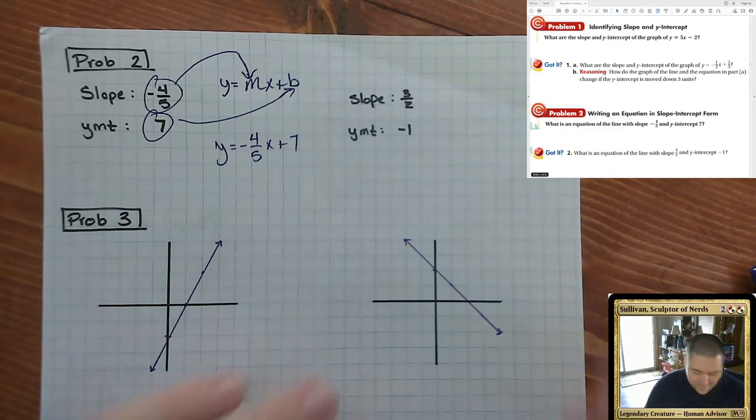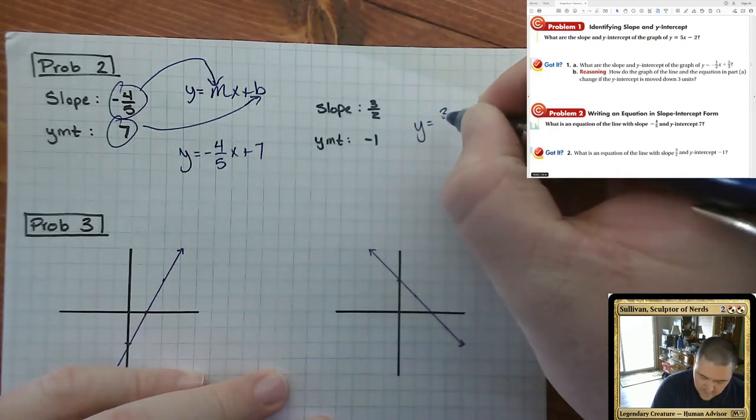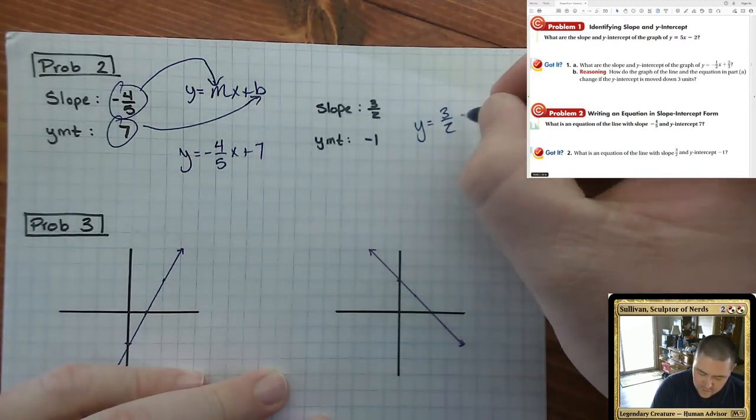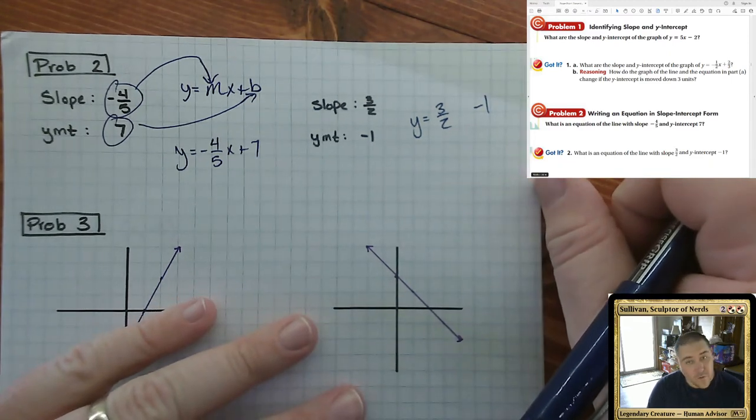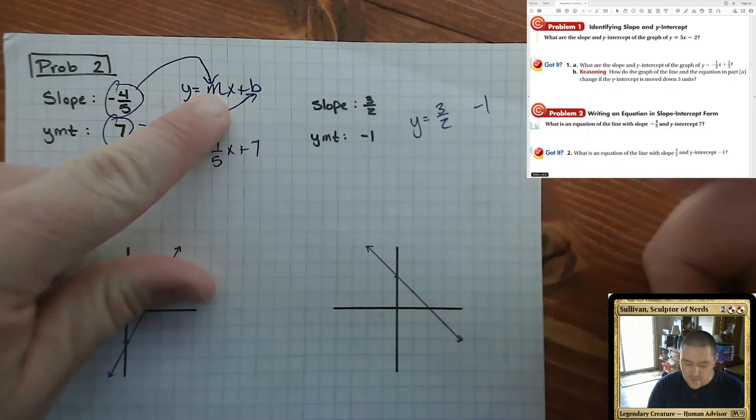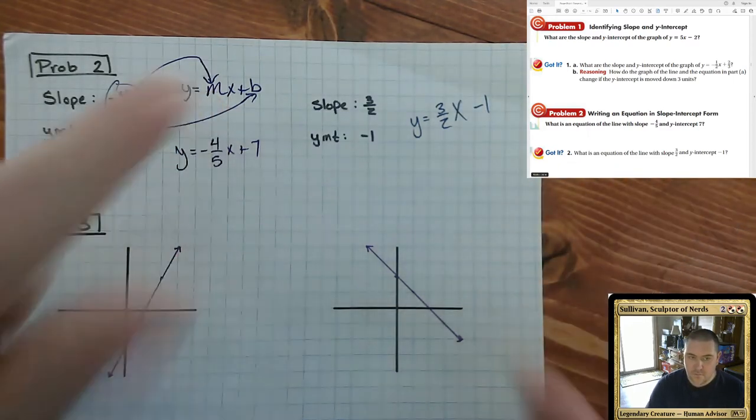And hopefully you did. Same thing, my slope is 3/2. My y-intercept is negative 1. And if you just left it like that, well, you're missing something. Remember, it's mx plus b. This is just the number in front of x. Okay.